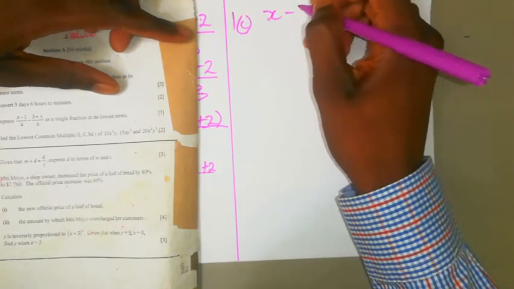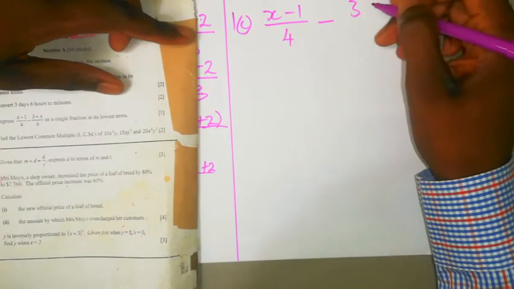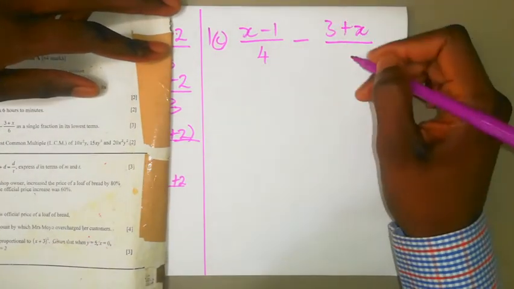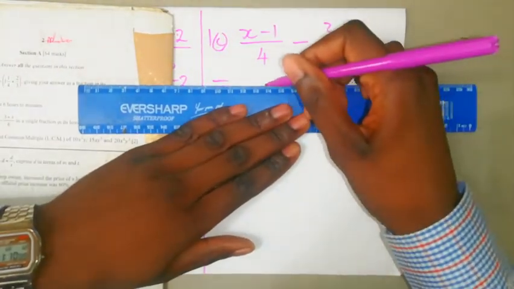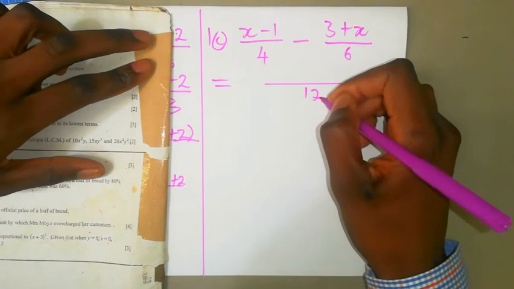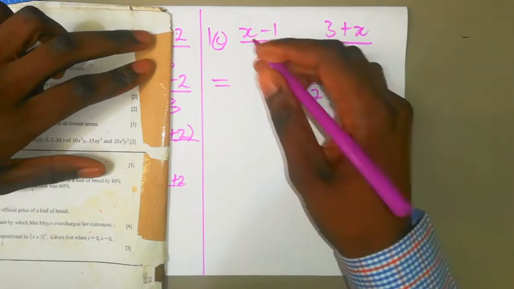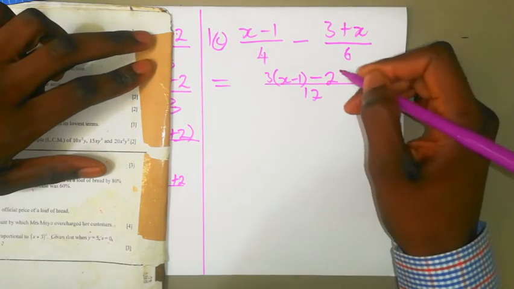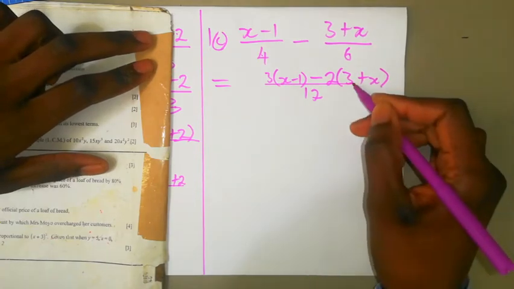It's x minus 1 all over 4 minus 3 plus x all over 6. So it's equals to, our first stage is to determine your denominator. In this case, we want our denominator as 12. Then 4 into 12, that's 3. This 3 is going to multiply x minus 1, minus 6 into 12, that's 2. 2 is going to multiply 3 plus x there, like that.